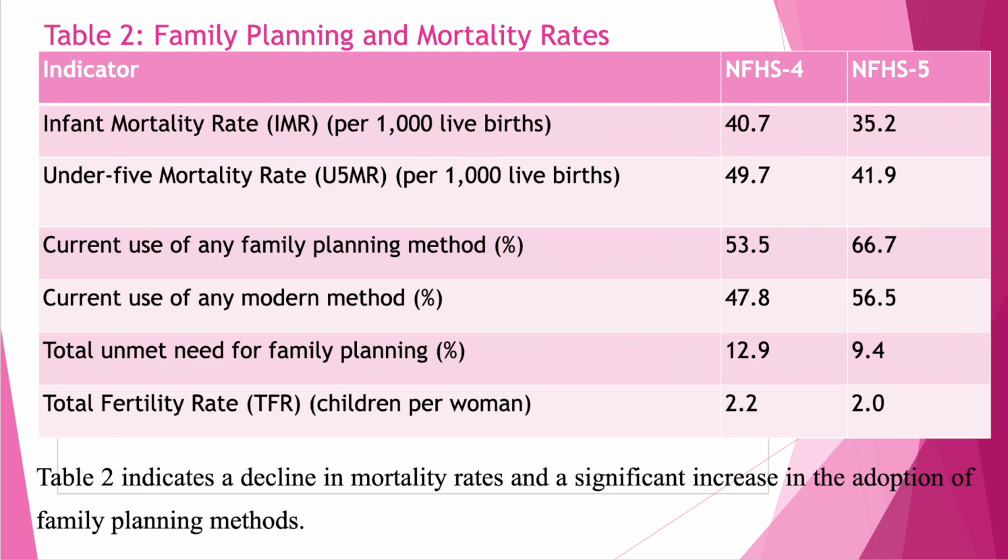Here we see that infant mortality rates, which is measured per 1000 live births, has come down from 14.7 to 35.2. Similarly, under 5 mortality rates also has come down from 49.7 to 41.9. Current use of any family planning method has increased from 53.5% to 66.7%. Current use of any modern method has increased from 47.8% to 56.5%. Total unmet need for family planning has come down from 12.9% to 9.4%. And total fertility rate, that is children per woman, has also come down from 2.2 to 2.